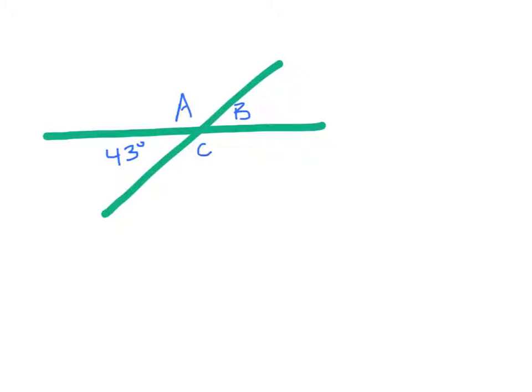Angle B is vertical to the original 43-degree angle, which means that angle B is also 43 degrees. Both of these angles are acute. Angle A and angle C are both supplementary to the original 43 degrees because they add up to 180 degrees in total. Notice the straight line down the middle. So, therefore, if we do 180 minus 43, we get that both angle A and angle C are 137 degrees. That is an obtuse angle.